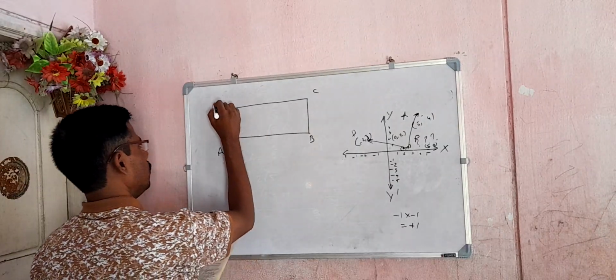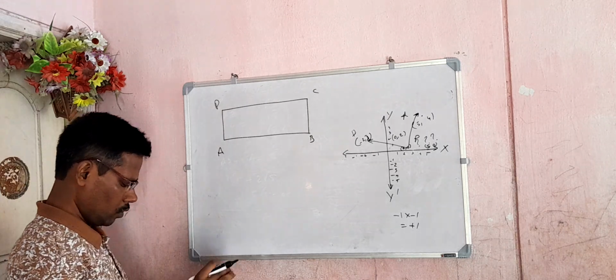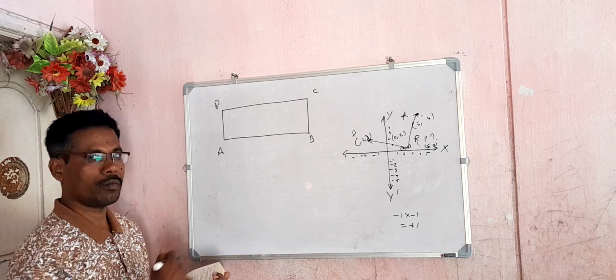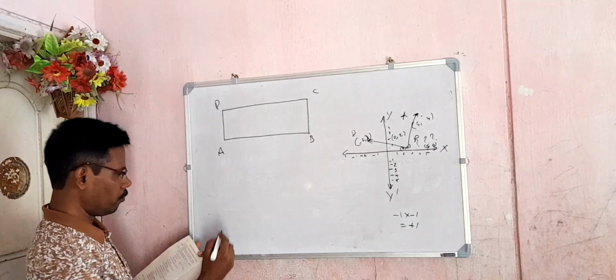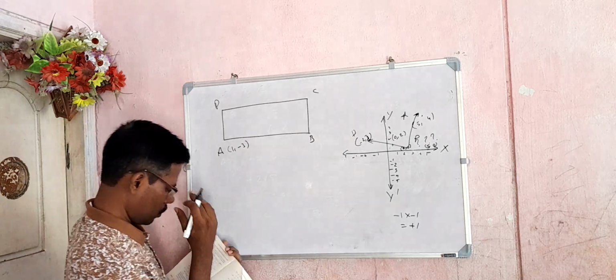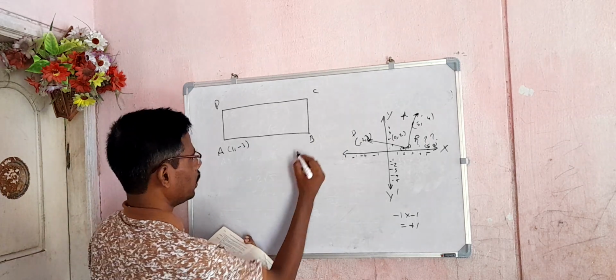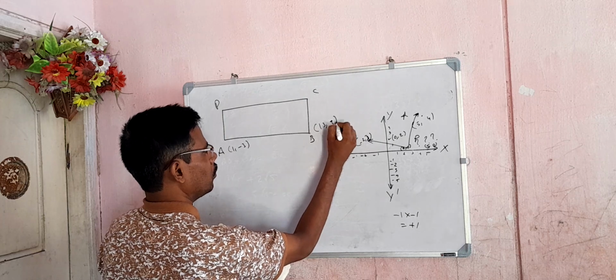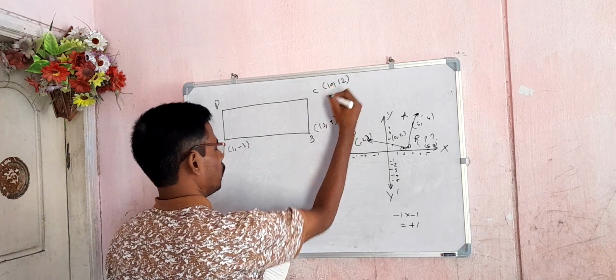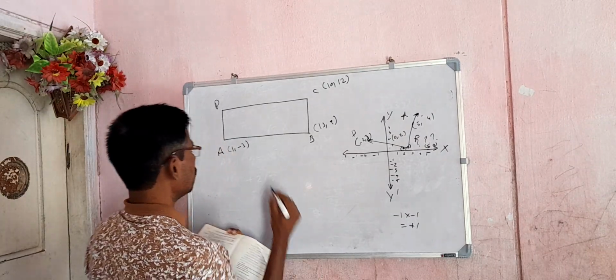A, B, C, D. They are saying, prove that these points form a rectangle. The points are (1, -3), (13, 9), (10, 12), and (-2, 0).